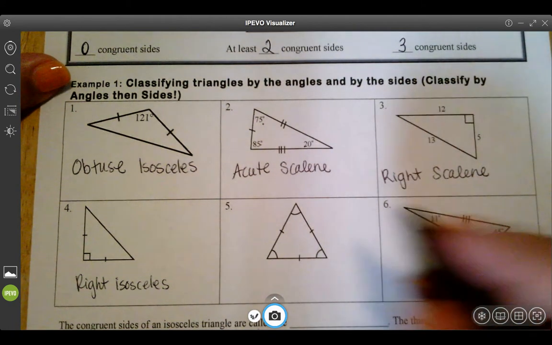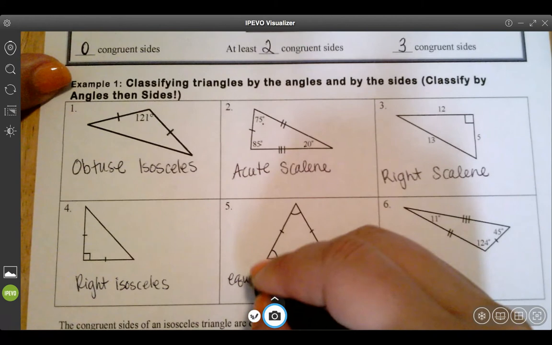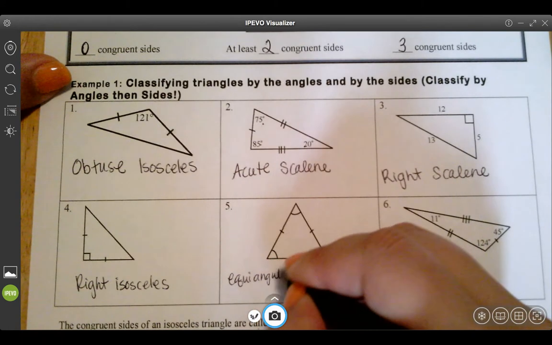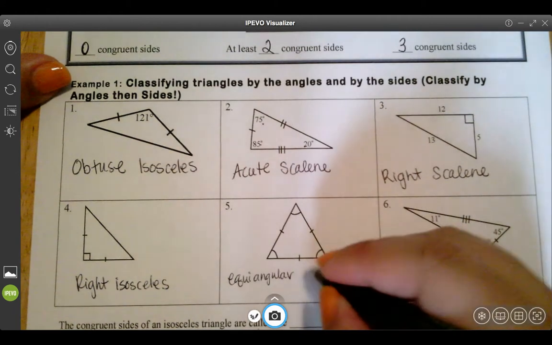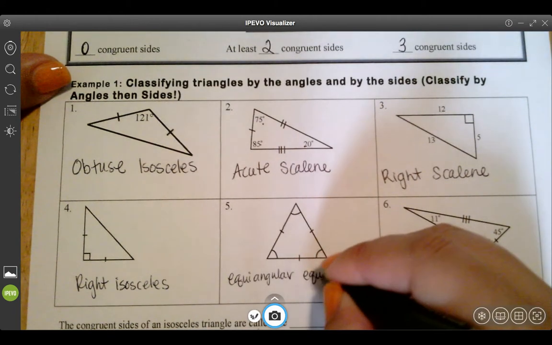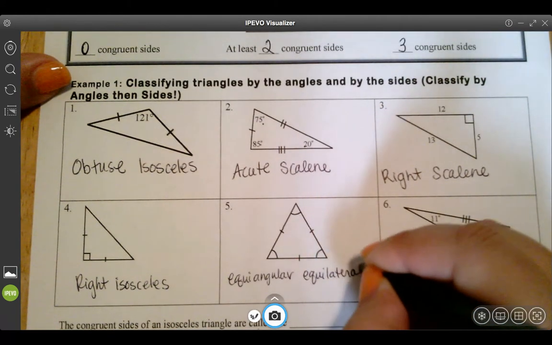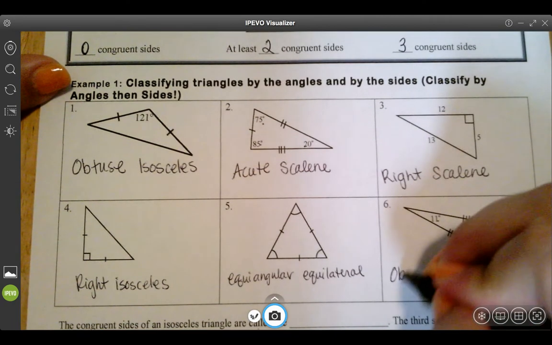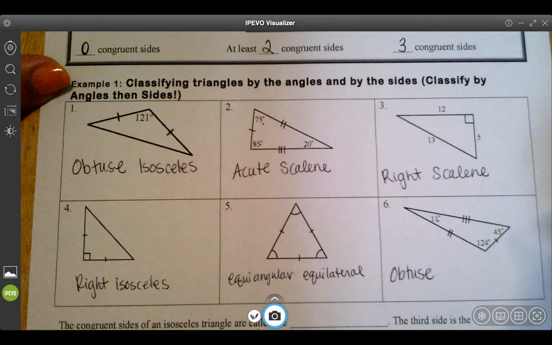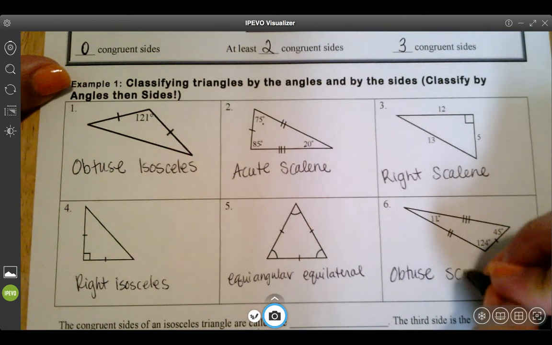Number 5, all three angles are the same, so this is equiangular. And then the three sides are also the same, so this is also equilateral. Number 6, 11 and 45 are less than 90, but 124 is not, and so this is obtuse. And then we have 1, 2, and 3, meaning none of the sides are the same, so it is scalene.